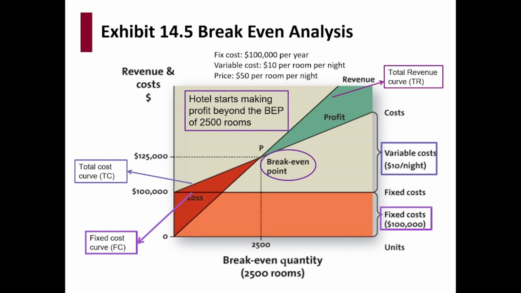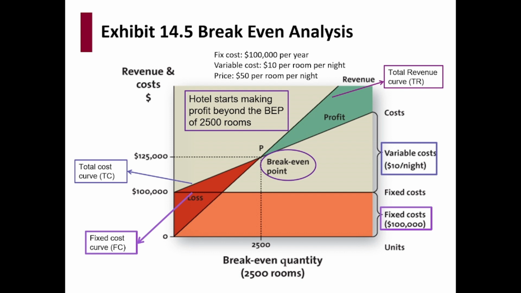Finally, the total revenue curve increases by the price of each additional unit sold. So from this slide, you can see three different colored sections. The orange section means the fixed cost, and the red area means the losing money area. In this area, your total revenue is less than the total cost.